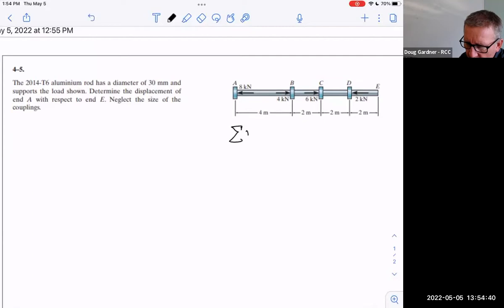If I said, okay, what's the sum of the forces in X? I've got 8 moving left. I've got 4 moving right. I've got 6 moving right. I've got 2 moving left. What's that add up to? It adds up to nothing. So it isn't moving. It's not sliding along.